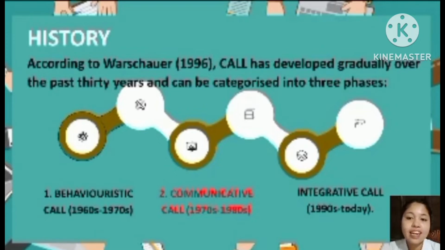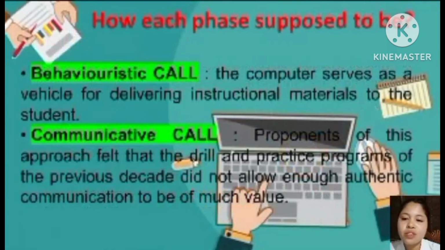According to Warschauer 1996, CALL has developed gradually over the past 30 years and can be categorized into three phases. The first phase is the behavioristic CALL, from the 1960s to 1970s. Behavioristic CALL serves as a vehicle for delivering instructional materials to the student. So in this part, the computer serves as a tutor, and the computer presents the material on an individualized basis.